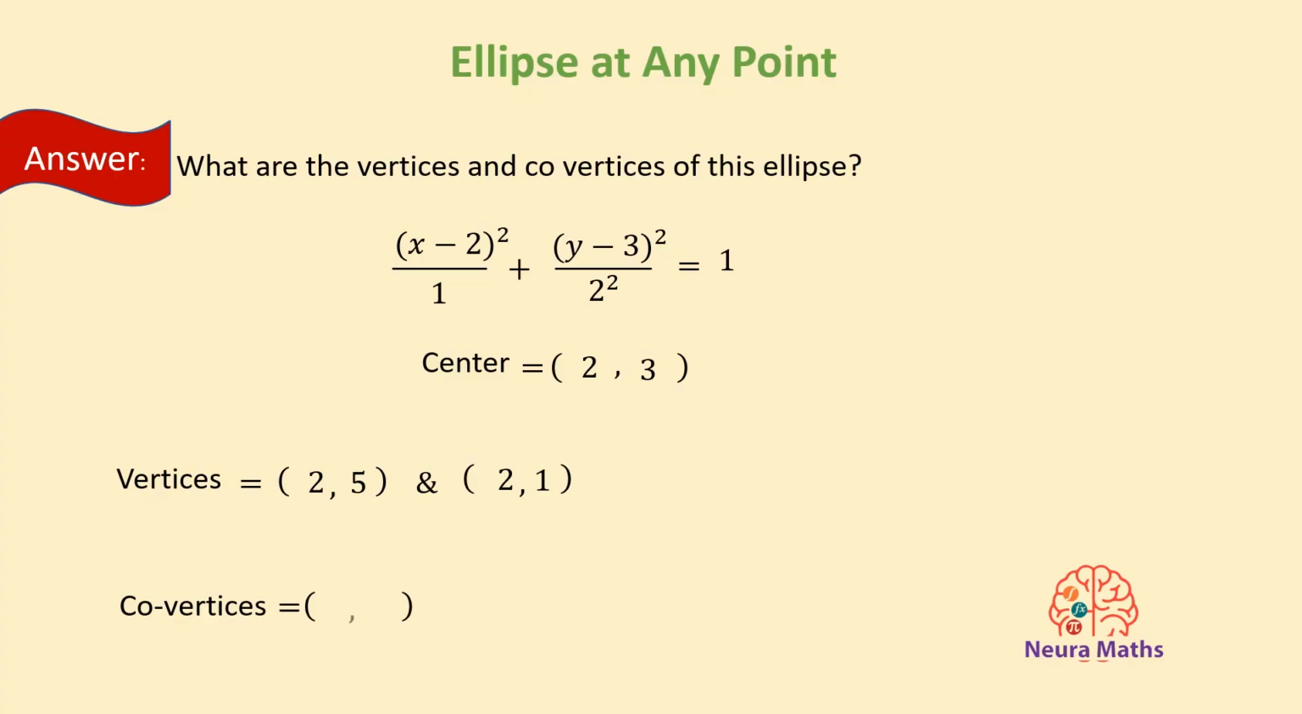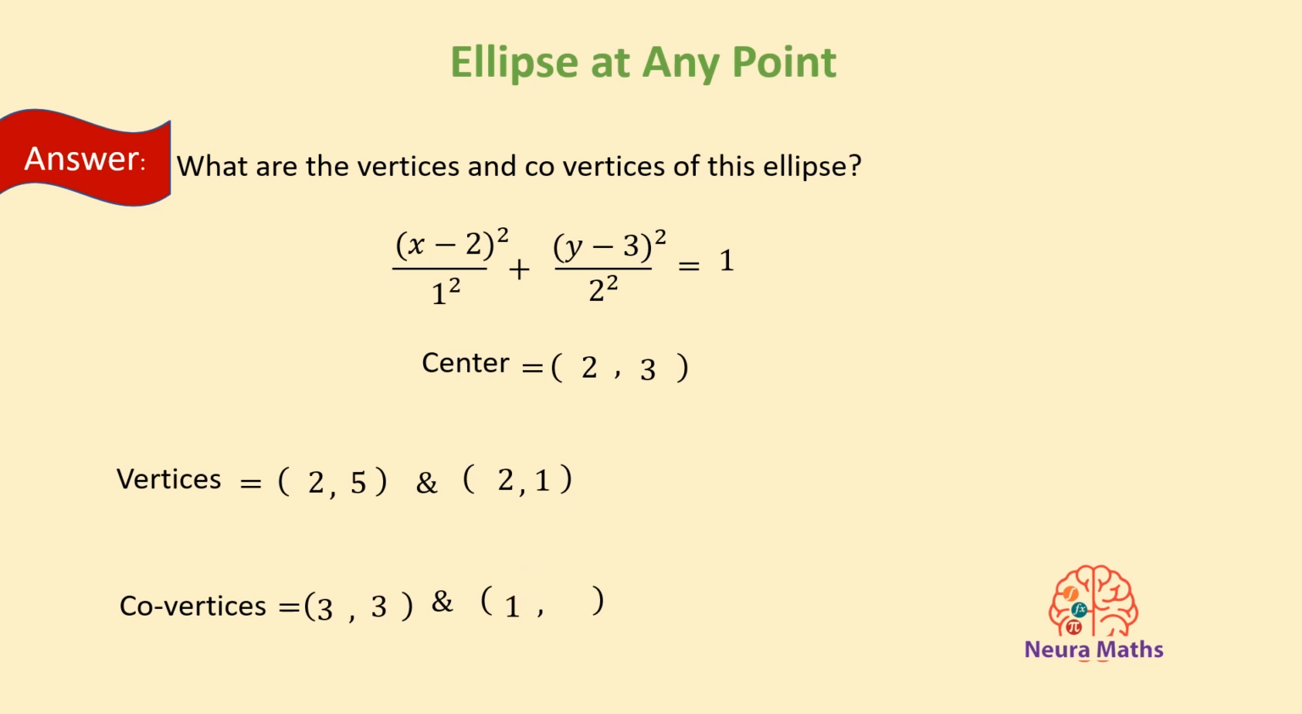What are the coordinates of the co-vertices of the ellipse? The square root of the smaller denominator gives us the x-coordinates of the co-vertices of the same ellipse at the origin. Adding 2 to each x-coordinate and 3 to every y-coordinate gives us the coordinates of the co-vertices of the given ellipse, which are 3, 3 and 1, 3.